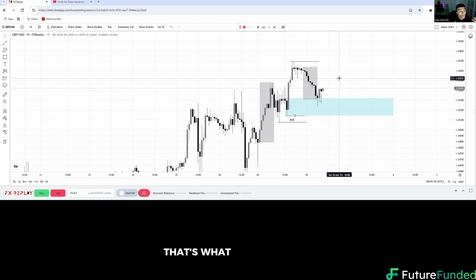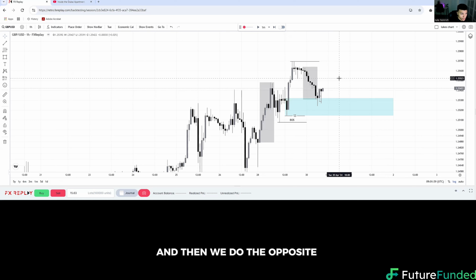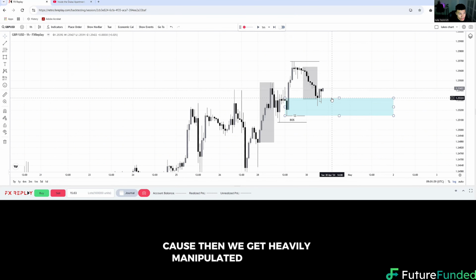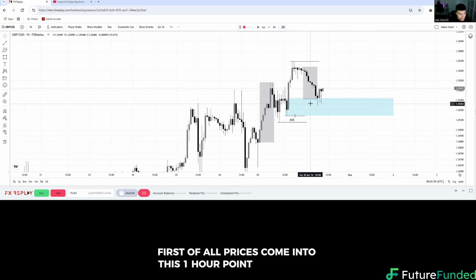That's what most traders would look for, but we're not in the business of looking at what most traders will do. We are in the business of figuring out what most traders do, and then we do the opposite. All right, we can't go in line with retail methodology, because if we do that, we just become liquidity. We don't want to be doing that, because then we get heavily manipulated. So we can understand, first of all, price has come into this 1 hour point of interest.